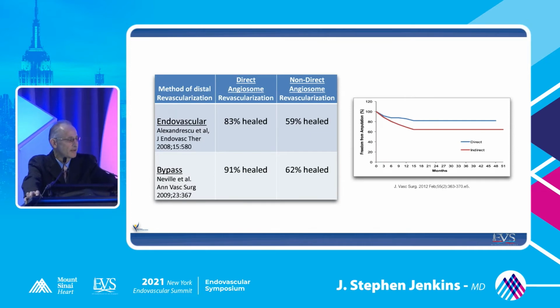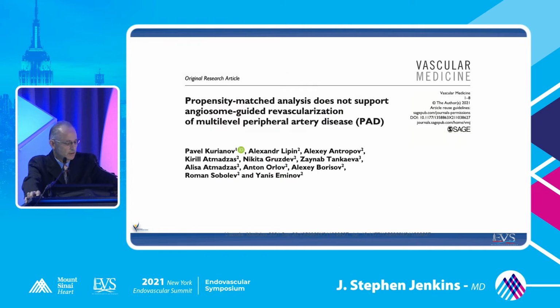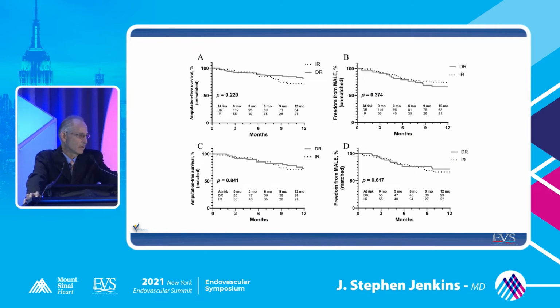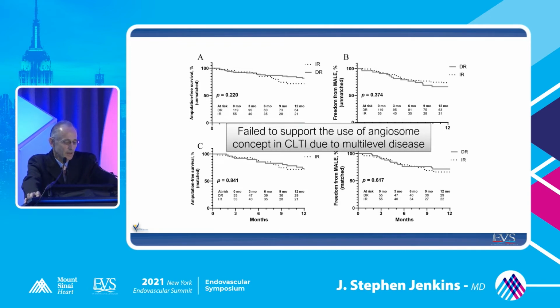I told you this is not a data talk, but I could show you data to demonstrate direct versus indirect angiosome revascularization, where there's improved healing and there's reduction from amputation if you do direct versus indirect. But I could also show you this paper published a couple of weeks ago by a group out of Russia demonstrating whether you propensity or non-propensity match angiosome revascularization, that it makes absolutely no difference for amputation-free survival or MALE. So it failed to support angiosome revascularization.